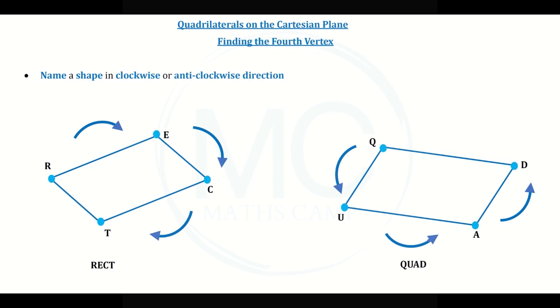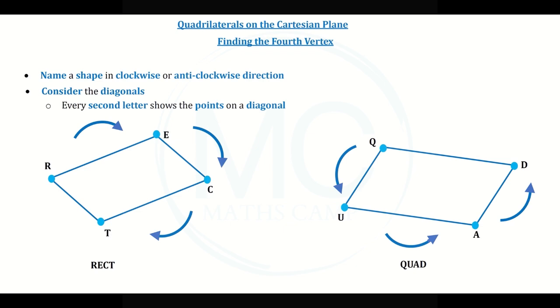But this can be a little tricky, especially if you aren't sure if the letters are going in a clockwise or anti-clockwise direction. So to make it easier, we look at the diagonals of the quadrilateral. Every second letter shows us the 2 points of the diagonal.